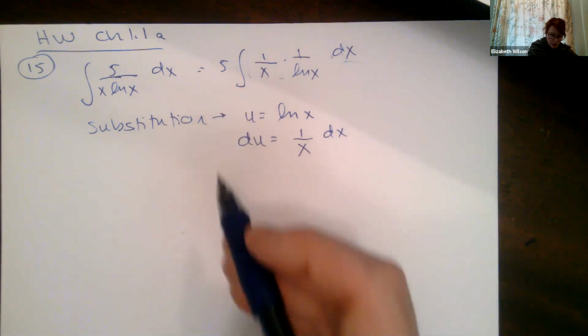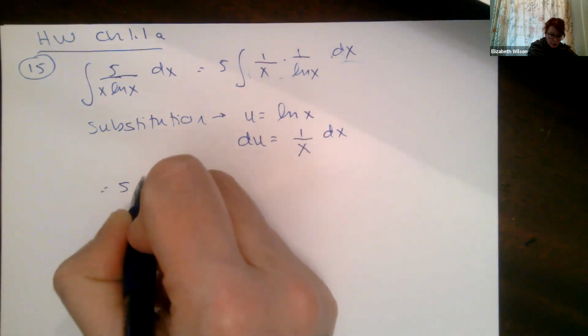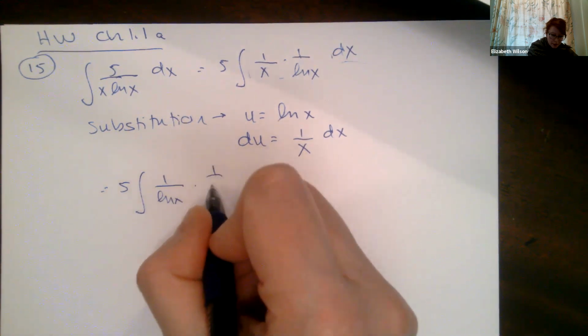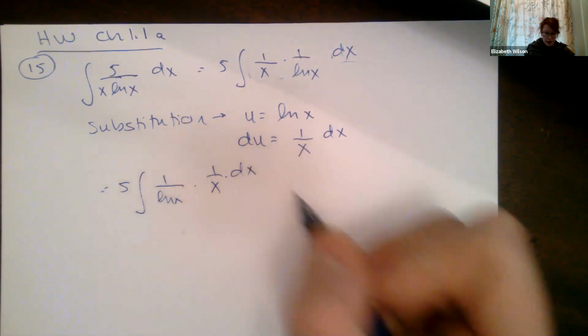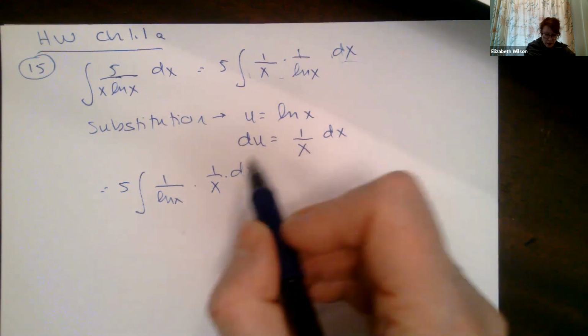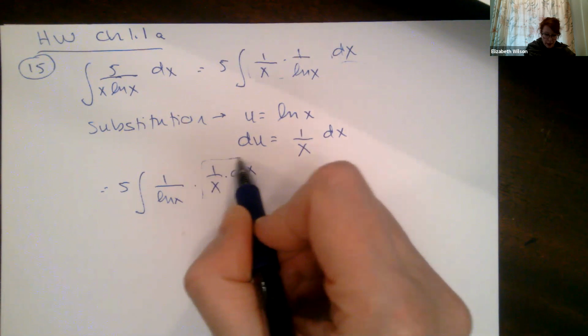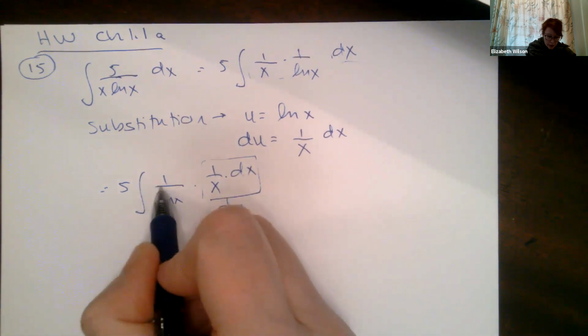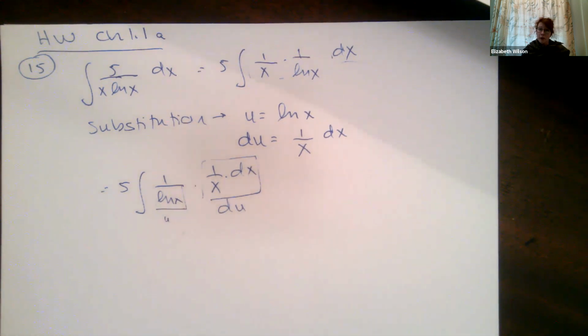So let's rewrite this. I've got 5, the integral, 1 over ln of x times 1 over x dx. So this is what we have. du equals 1 over x dx. I'm going to substitute this whole bit with du. This piece here, I'm going to substitute with u. u equals ln of x. u does not equal 1 over ln of x. u just equals ln of x.